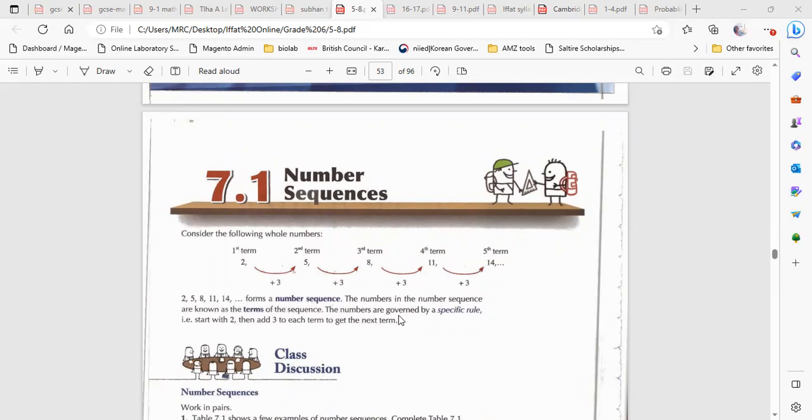The numbers in the number sequence are known as the terms of the sequence. The numbers are governed by a specific rule, that is, start with 2 then add 3 to each term to get the next term.